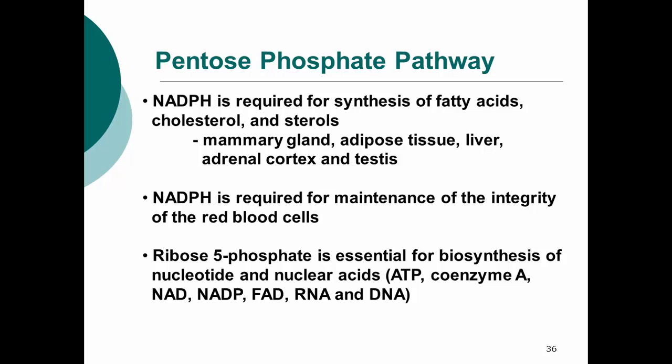And ribose 5-phosphate is essential, right, for the biosynthesis of nucleotides and nucleic acids like ATP, coenzyme A, NAD, NADP, FAD, RNA, DNA. All this kind of stuff is synthesized from ribose 5-phosphate, right? So again, this pathway is relatively simple, but just try to remember the function of this pathway is to provide NADPH and 5-carbon sugar phosphate, right? And 5-carbon sugar phosphate is a very important precursor for nucleotide and nucleic acid synthesis, right?